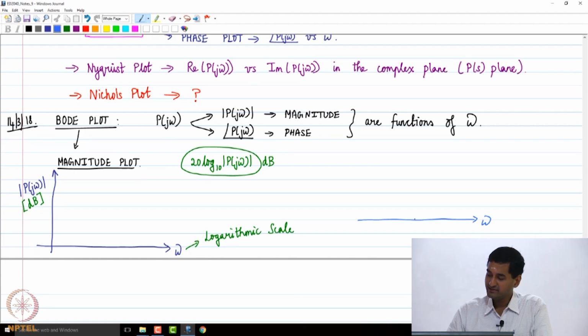Let us say I have 3 points, omega 1, omega 2, omega 3. The distance between omega 1 and omega 2 is the same as the distance between omega 2 and omega 3. Now if I use a linear scale, what can I say about the distance between these two sets of points? Yes, they are equidistant, but what does it characterize?